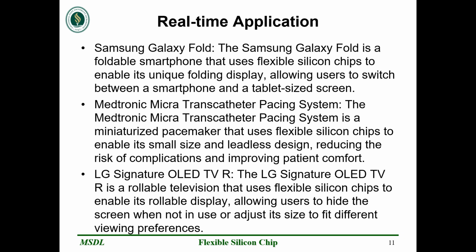The third application is the TV that we can visualize, that is the LG Signature OLED TV R. The LG Signature OLED TV R is a rollable television that uses flexible silicon chip to enable its rolling display, allowing users to hide the screen when not in use or adjust its size to fit different viewing preferences.